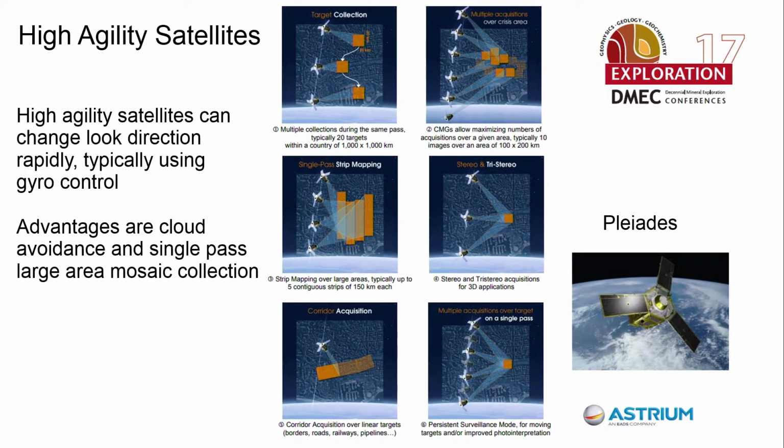Probably the more critical one, this is a typical problem in the Arctic. You want a large area covered. If you have to wait for every time the satellite passed, it might take you 2 or 3 years in the Arctic, where you only have 6 weeks, maybe, of acquisition window. It might take 2 or 3 years to cover a large area. Now the satellite can look back and forth and effectively scan a large area. So that's really going to be critical in the future, particularly in northern latitudes.